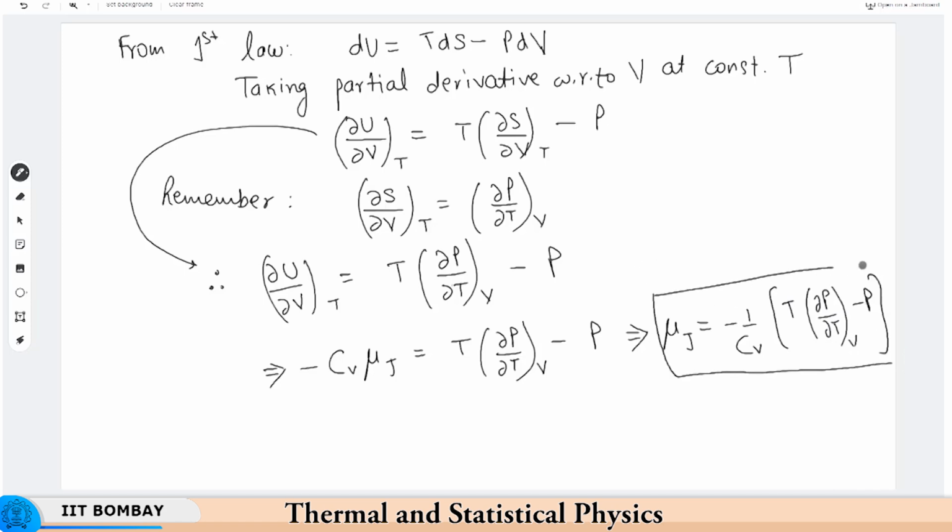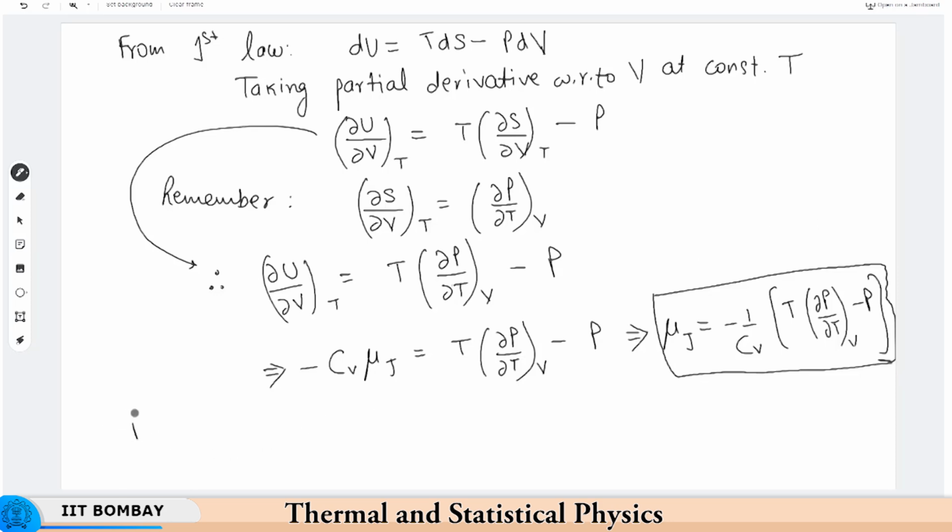So, this is the final result for a system whose internal energy is a function of both temperature as well as volume, and such systems are typically real gases that we encounter every day. So, this is an important result, but let us check. We already know that mu J should be 0 for an ideal gas. So, let us see if this expression gives us that.